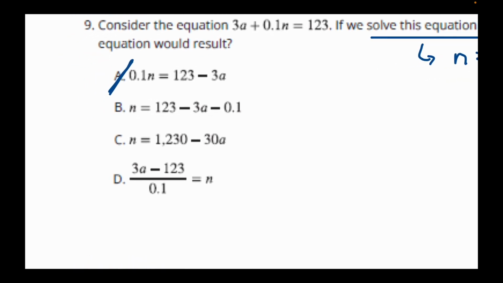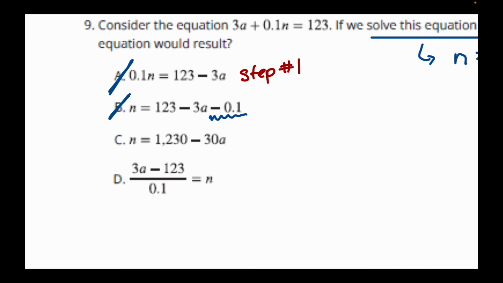We're definitely not going to subtract the 0.1 that's attached to the n, because that's attached to n through multiplication. So while this is the first step, step number 1, we then need to divide everything by 0.1.